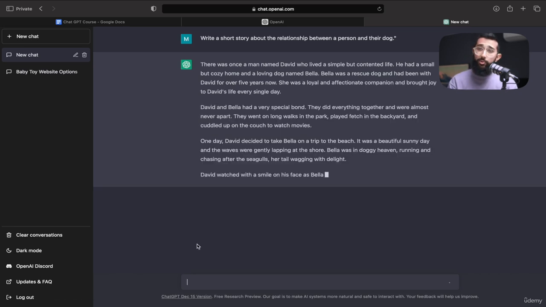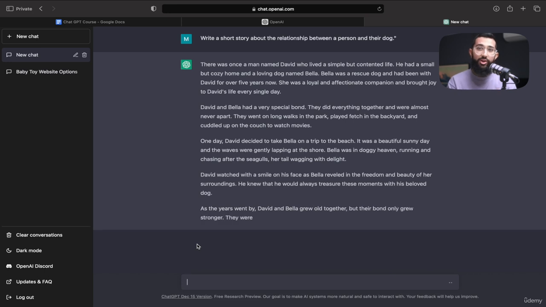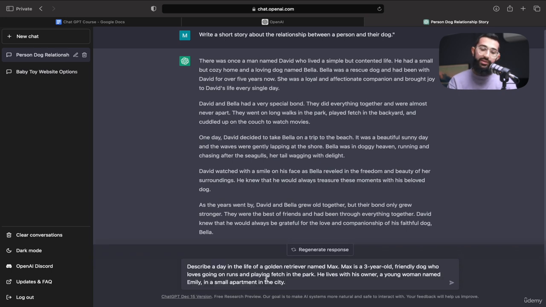But if I want a story to be very specific, I have a plot in mind and I want it to focus around that storyline, what I would do is, like we mentioned in a previous episode, we would actually give ChatGPT a bit of background, some context, and expect it to generate the story around that. So an example of a concrete prompt would be something like this. Describe a day in the life of a golden retriever named Max. Max is a 3-year-old friendly dog who loves going on runs and playing fetch in the park. He lives with his owner, a young woman named Emily, in a small apartment in the city.